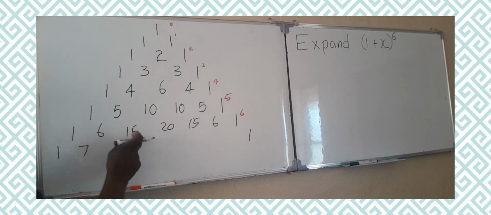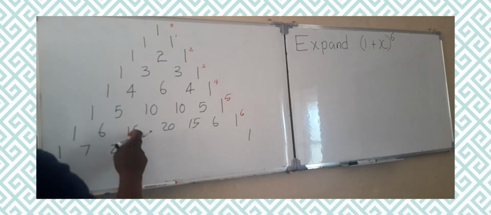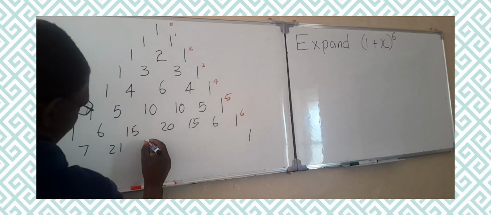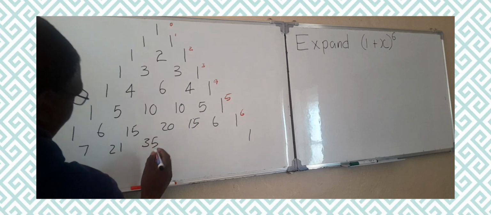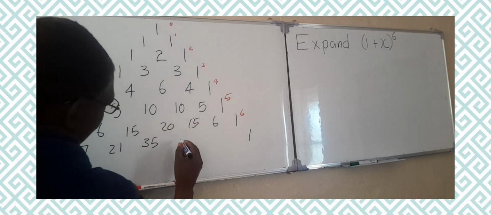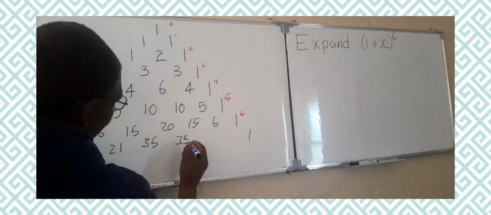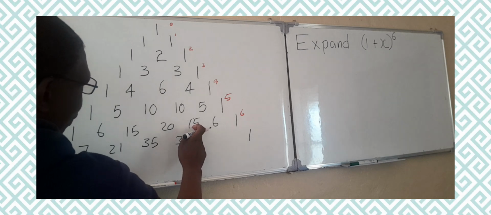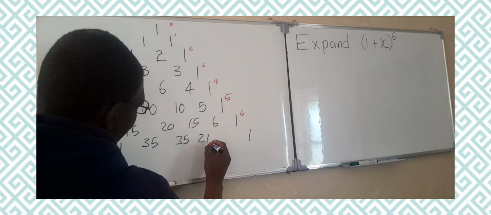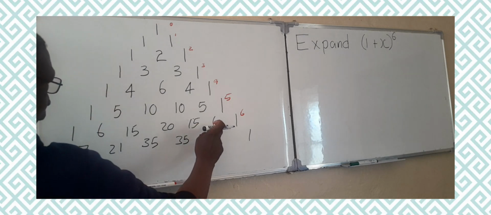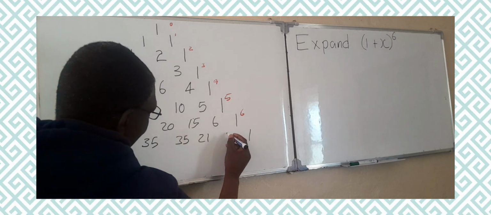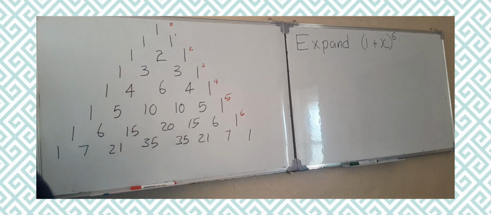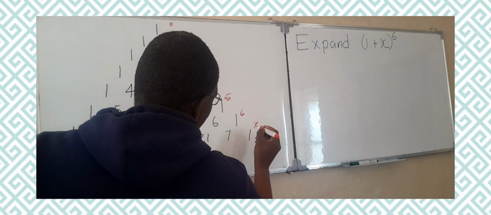You take this 6 and this 15, that gives us a 21. You take this 15 and this 20, that gives you a 35. You take this 20 and this 15, you get a 35. You take this 15 and this 6 to give you a 21. You take this 6 and this 1, you get a 7. So now our line number 7 is complete. Let's put our little label there.